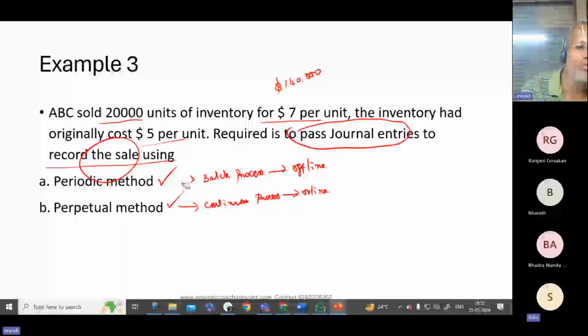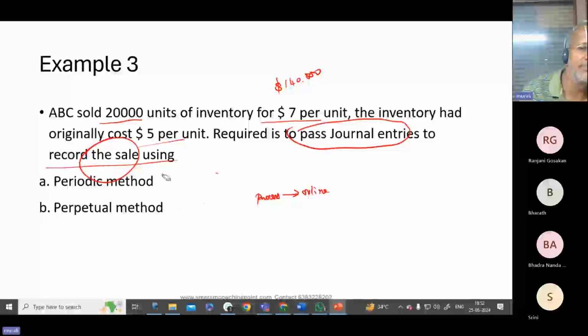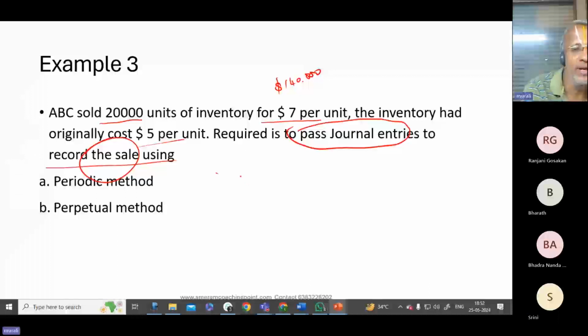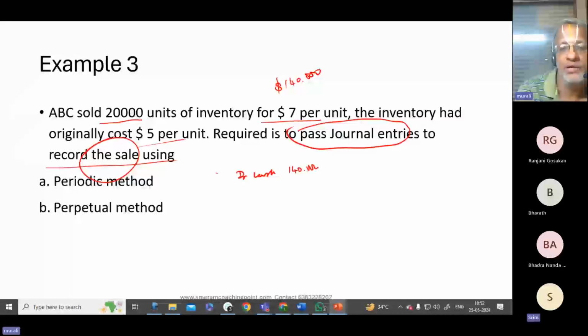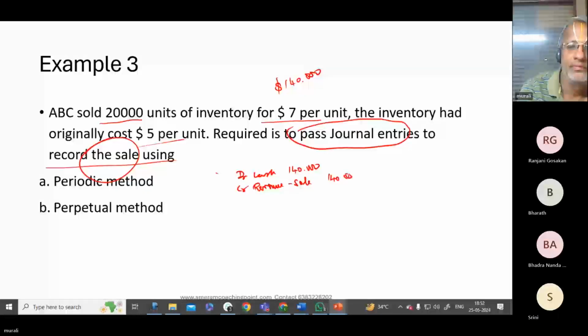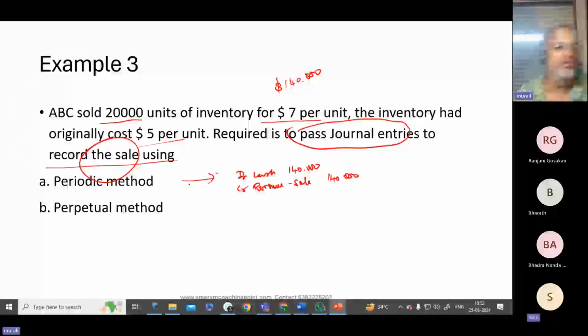Now, let me just come out for your discussion. Because we are cash, debit cash, cash to sale, right, Murali? You have to give me the answer. Don't ask me a question. Debit cash. Credit revenue. This is the journal entry that you would be passing for the periodic method. Correct. 100% correct. Right. Under the perpetual method, what is the journal entry that you would be passing?